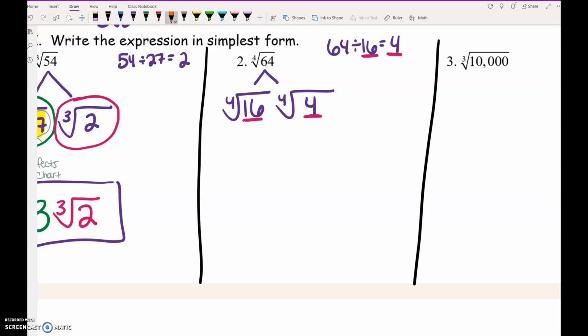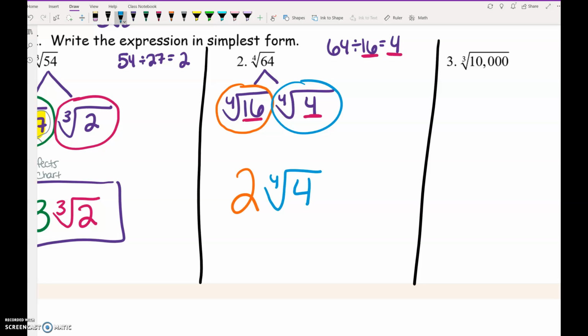Okay. We can do the 4th root of 16. That's on our perfects chart. The 4th root of 16 is 2. Can we do the 4th root of 4? It's going to be some crazy decimal, so we leave that as the 4th root of 4.